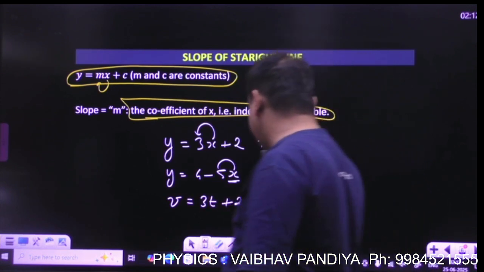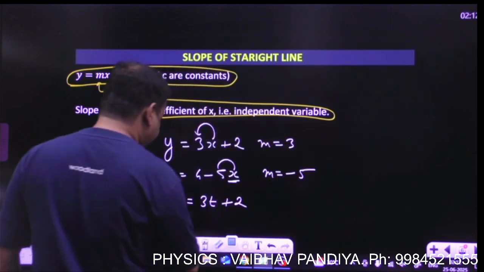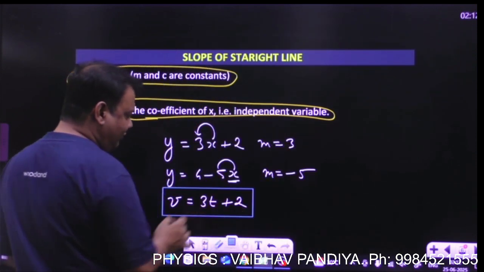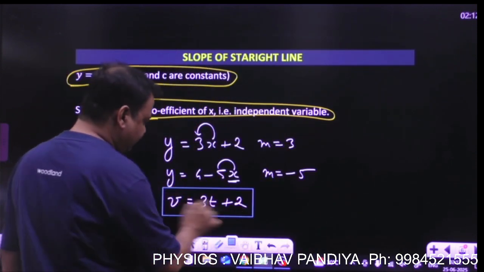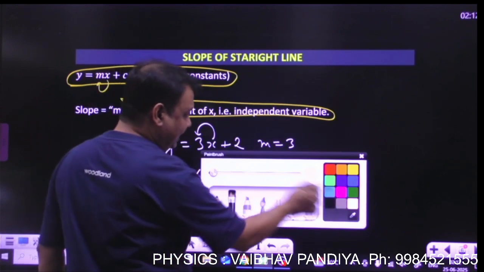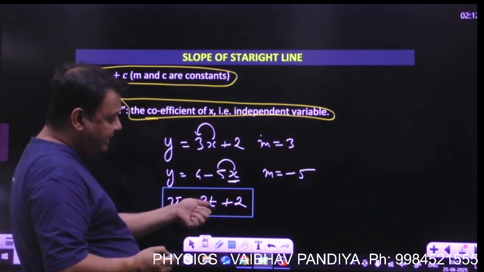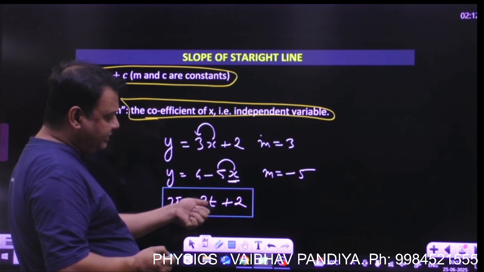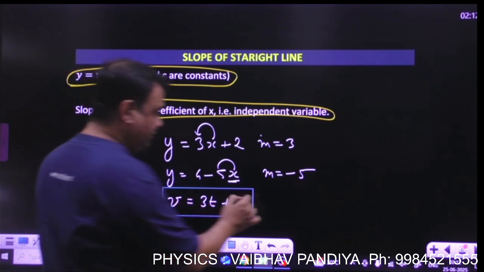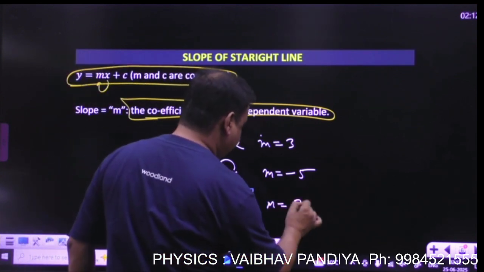Of course you can say this is a linear relation because v is depending on the first power of t. So this is a linear relation and slope is given by what? The coefficient of the independent variable. So what is the independent variable in this case? T. So slope will be 3. Okay.